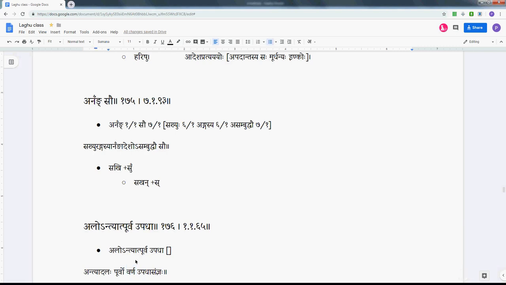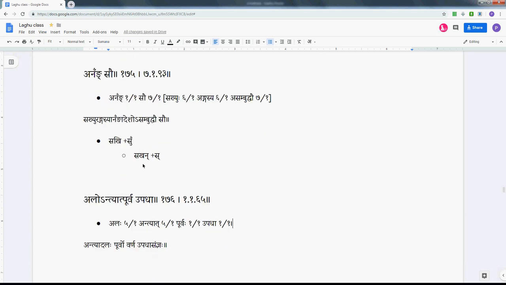Thereby you will get Alah, which is at the end, the last letter. Antyat Purvah Upadha. So you see here, Upadha is Sanya. Upadha Sanya, you don't need anything else. So I'll just remove the anuvritti here. Antyat Alah Purvah Varna Upadha Sanya Syat. So here in Sakhan, what is the Upadha? What is the Upadha letter in Sakhan?